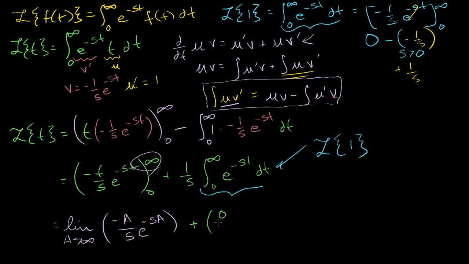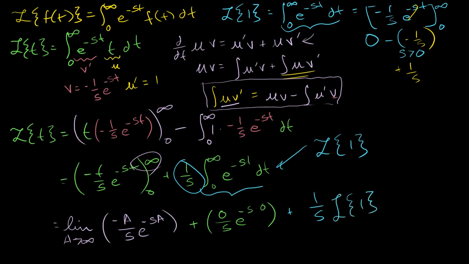Plus 0 over s times e to the minus s times 0. And then, of course, we have this term right here. So let me write that term in blue. Plus 1 over s, that's this right there, times the Laplace transform of 1.